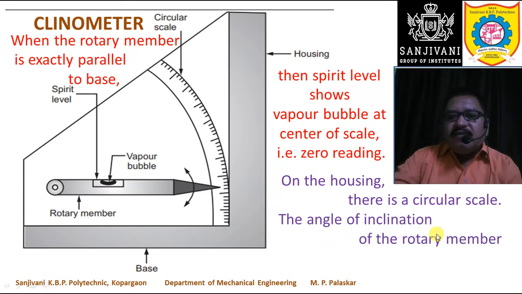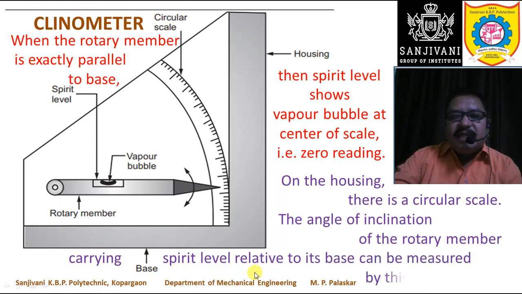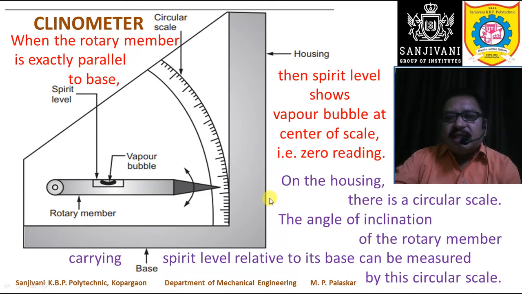The angle of inclination of the rotary member carrying the spirit level relative to its base can be measured by this circular scale. So this circular scale can measure the angle of inclination of this rotary member which carries the spirit level, and this angle relative to the base can be measured.